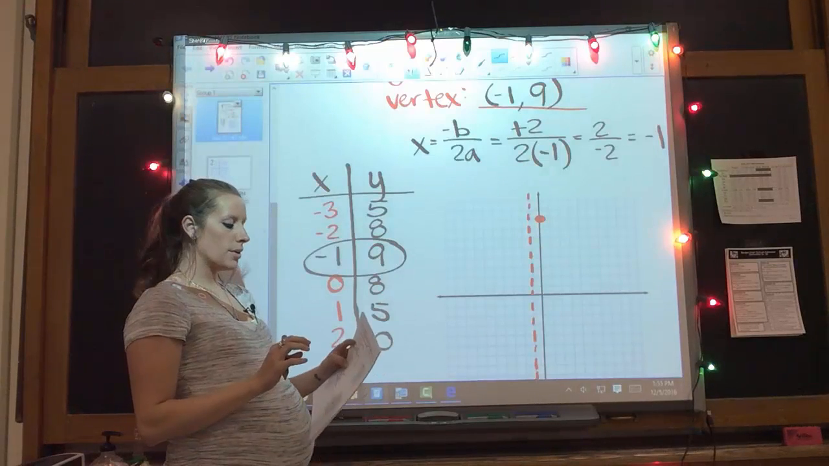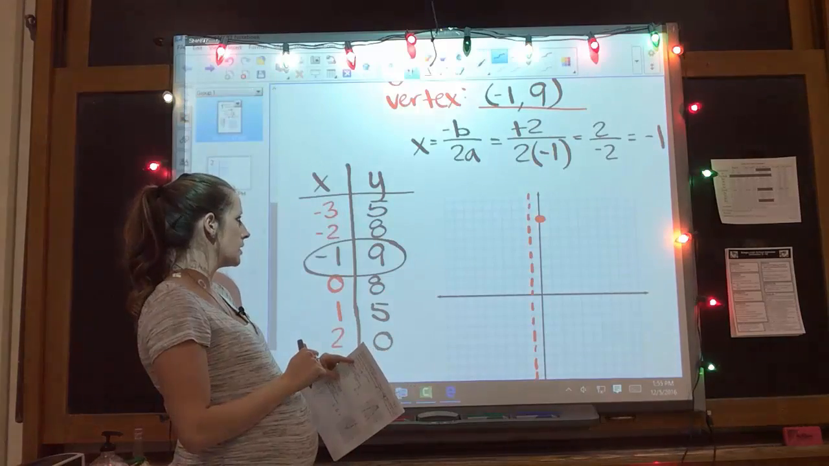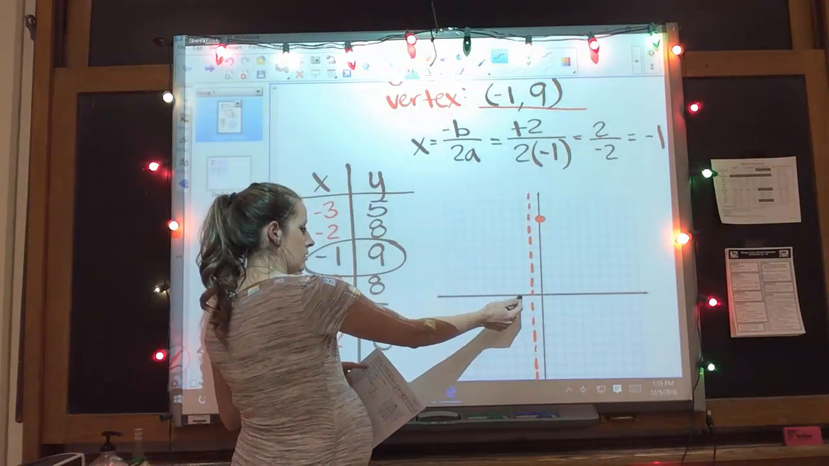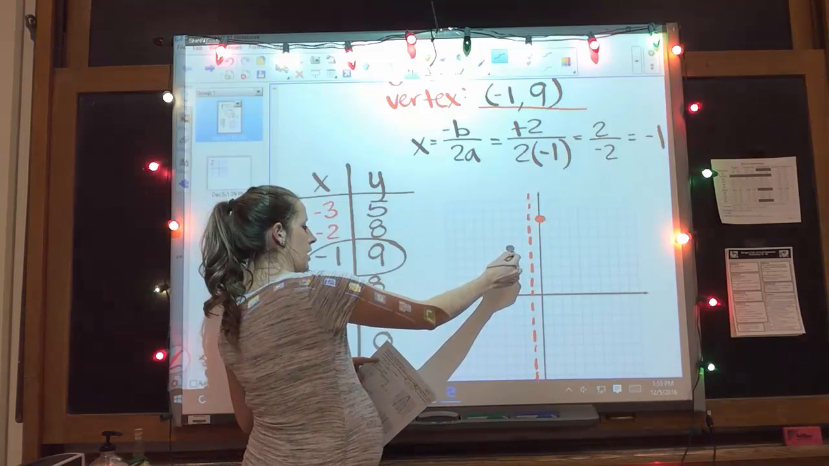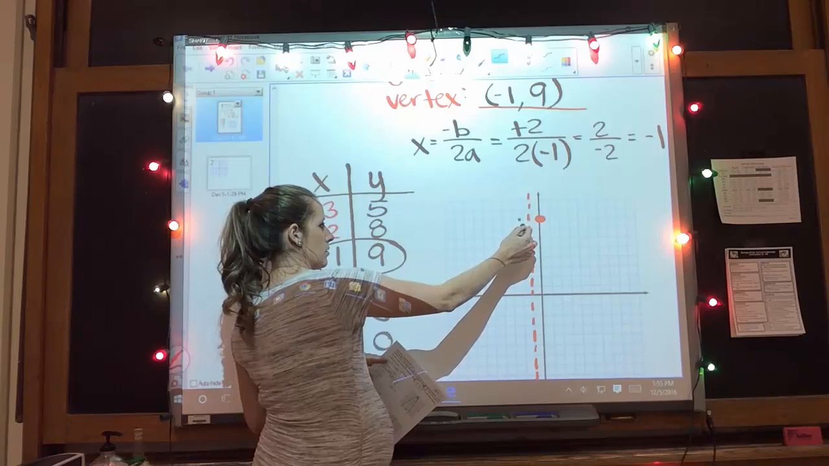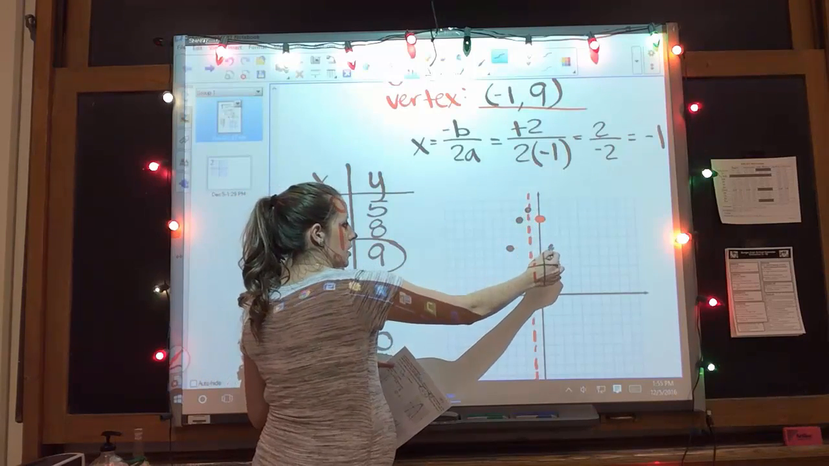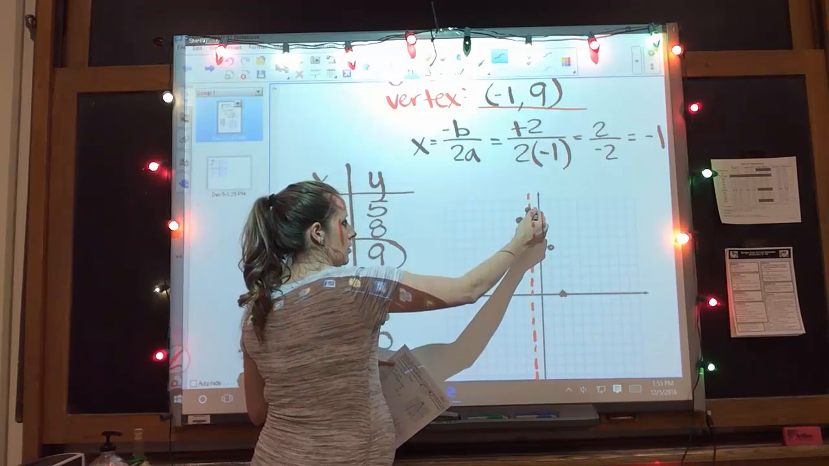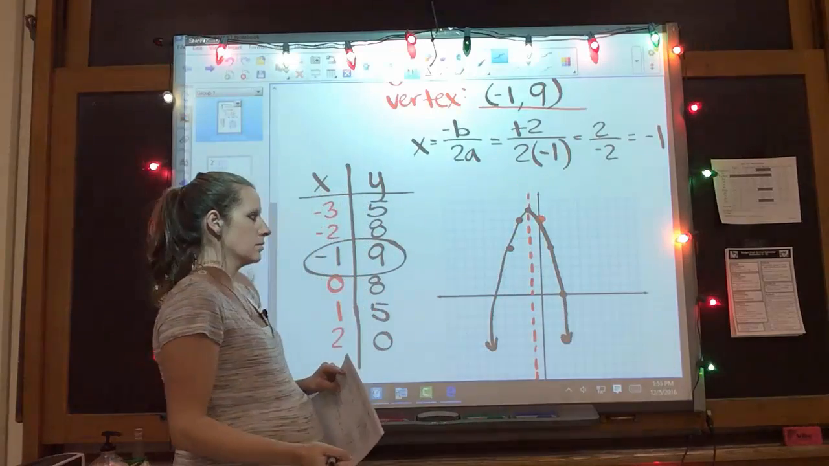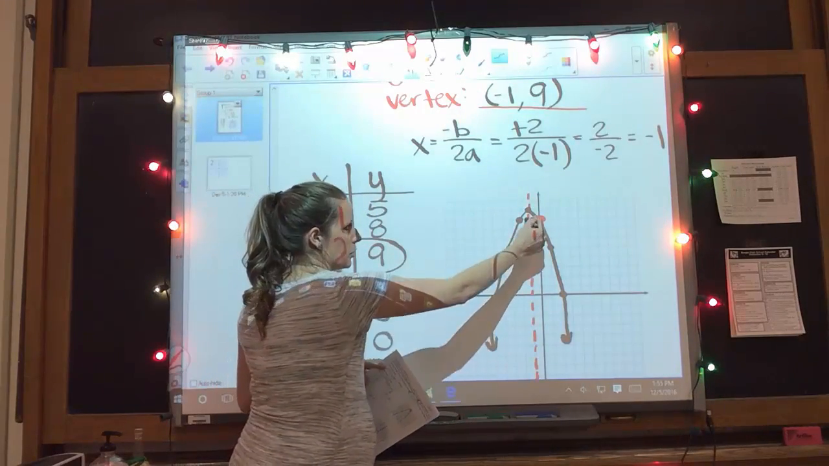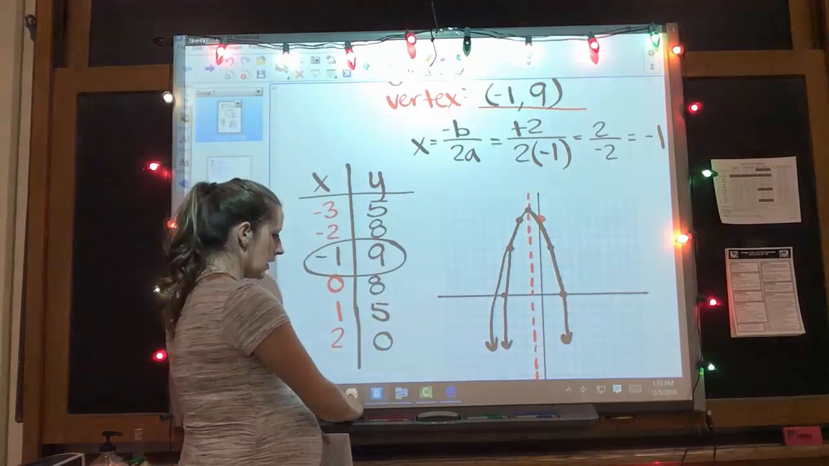All right, so now that you have your table, you can go ahead and plot your points. Let's see, negative 3, 5. Negative 2, 8. Negative 1, 9 is my vertex, and then that parabola starts coming back down. So it looks something like this. My parabola is a little bit off, but something like that.